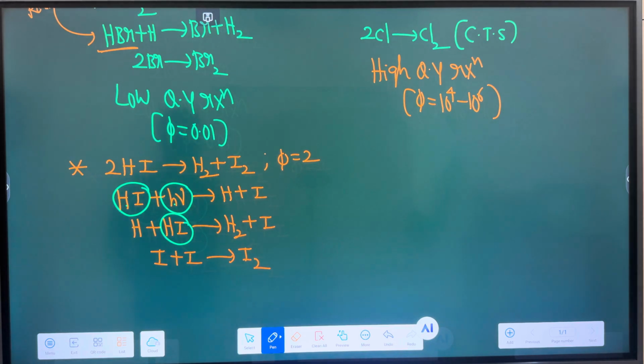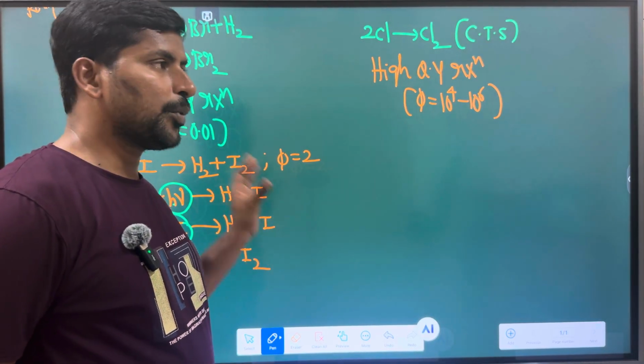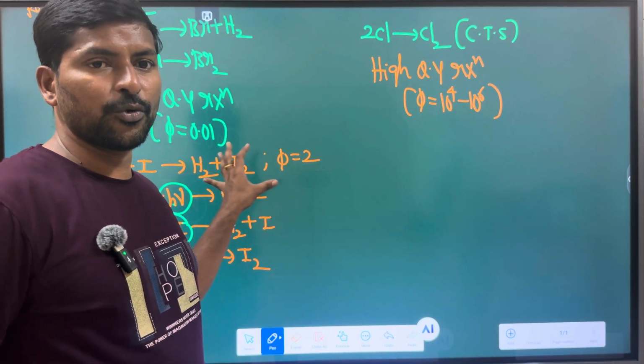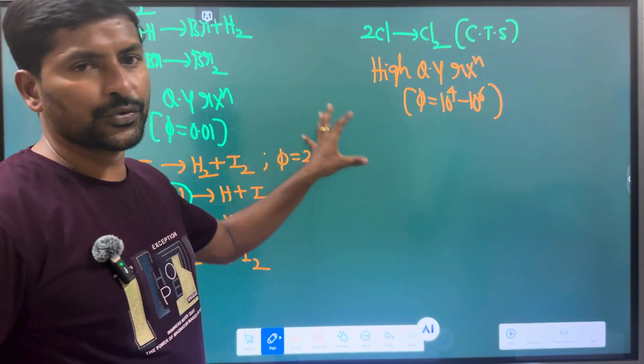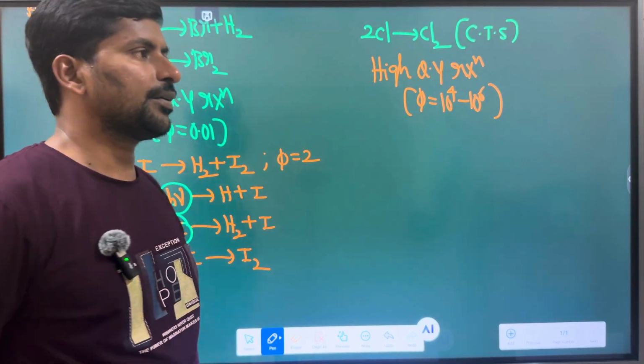Mostly these points are enough, and after verifying these points, you may practice as many questions as possible. I provided 100 questions from photochemistry, and if you practice those questions, automatically you will get a grip on all these points.